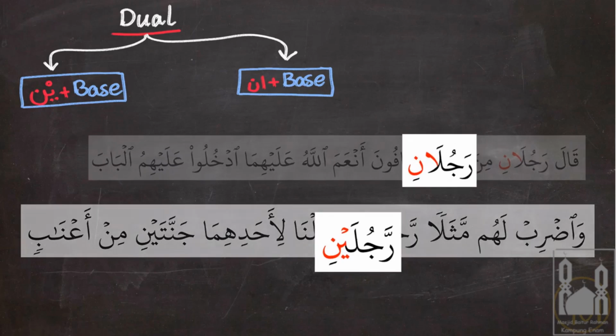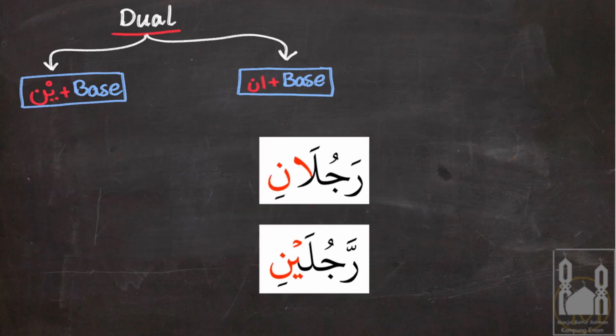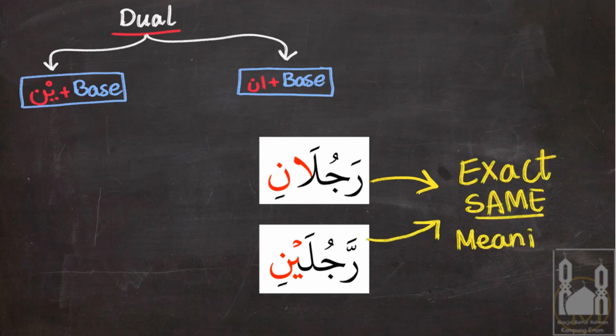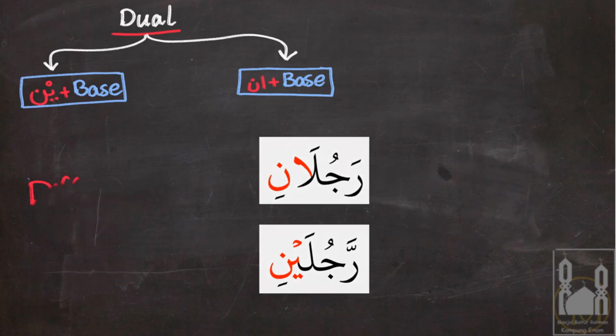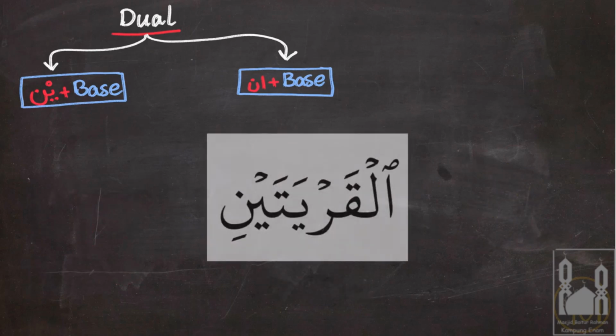Now you might be wondering, what is the difference between if the word ended with alif and noon and ya and noon? In fact, both of them are the exact same translation and they give the exact same meaning. The only difference is that we use them in different positions in the sentence. We're going to learn more about this in coming lessons. And we're going to learn more about the functions of words in the sentence as we progress in this series. You could also use these suffixes freely with definite nouns as well, like in this example.